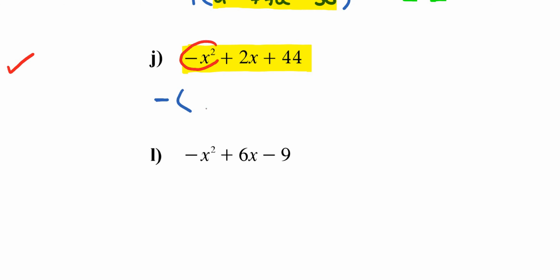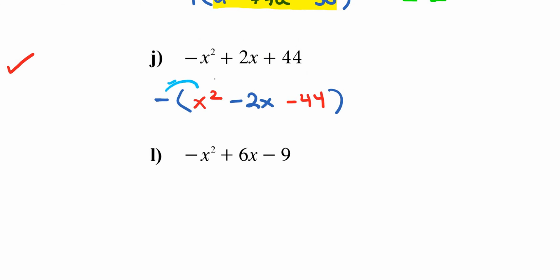So if I have a -x squared, that becomes positive x squared. If I have a positive 2x, that becomes a -2x. And if I have a positive 44, that becomes -44. All right, so that's how you can factor out the negative sign. And once again, if you actually distribute this negative sign, I can see that I definitely get back to my original question. So that's how you correctly factor out the negative sign.